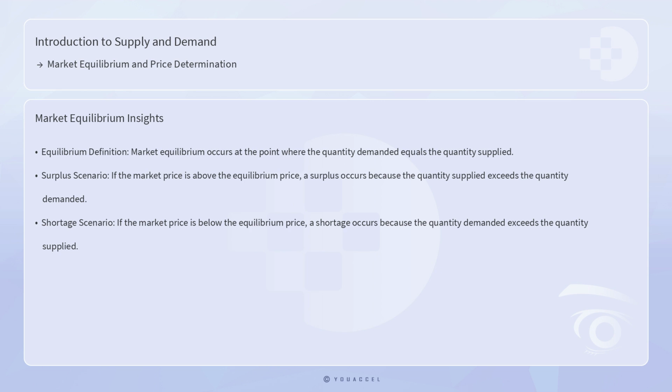If the market price is above the equilibrium price, a surplus occurs because the quantity supplied exceeds the quantity demanded. Producers will then lower prices to clear the surplus, moving the market back toward equilibrium. Conversely, if the market price is below the equilibrium price, a shortage occurs because the quantity demanded exceeds the quantity supplied. This shortage prompts producers to raise prices, again pushing the market toward equilibrium.